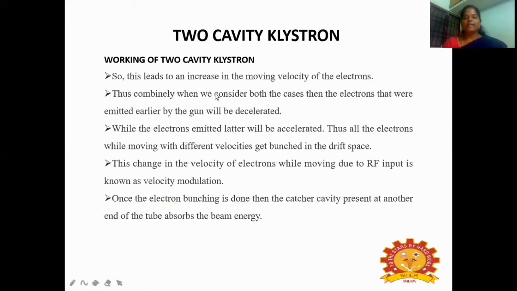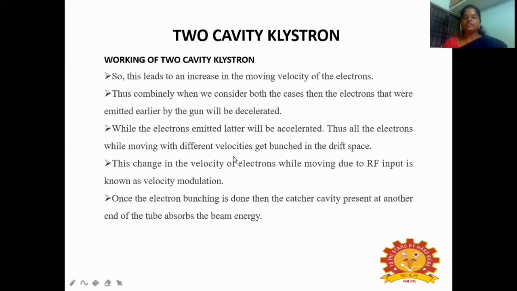So we can say, combining both cases, that is the positive and negative half cycle of the RF input signal, the electrons emitted earlier by the gun will be decelerated, while the electrons emitted later will be accelerated. So all the electrons, while moving with different velocities, get bunched in the drift space. Drift space is the space between the buncher and the catcher cavity.